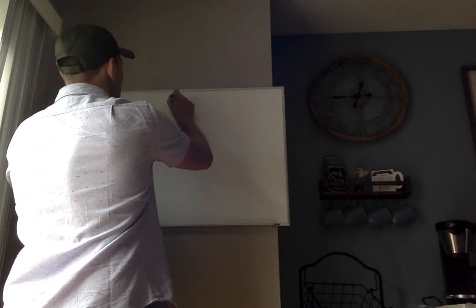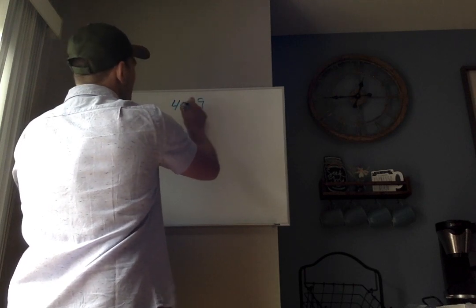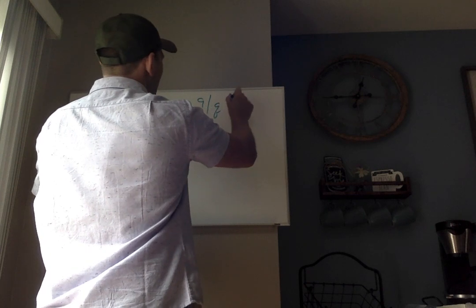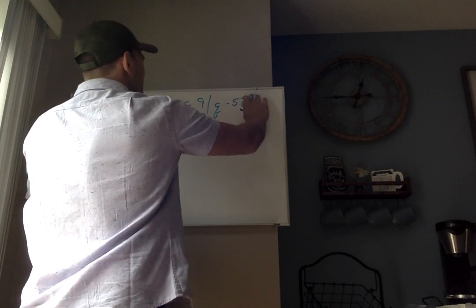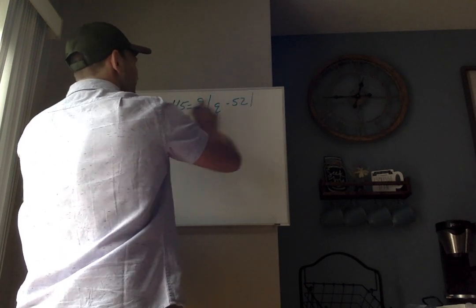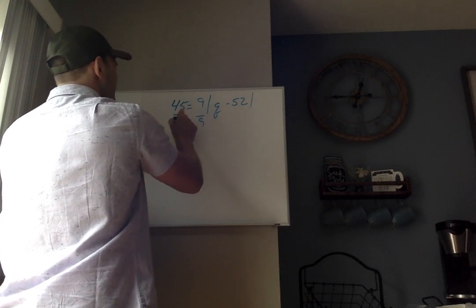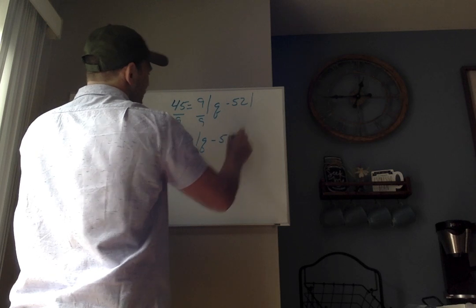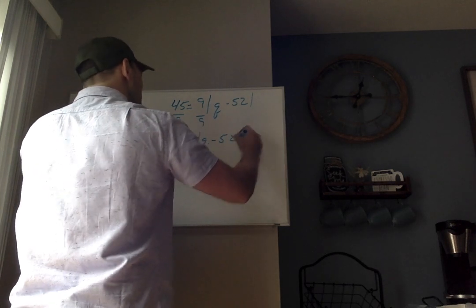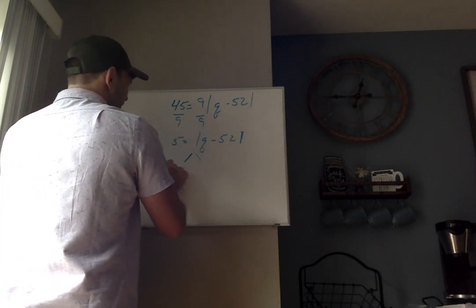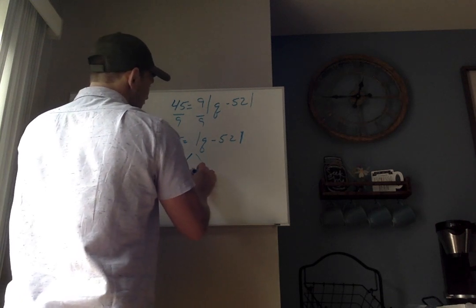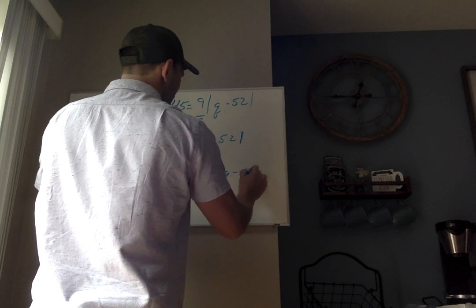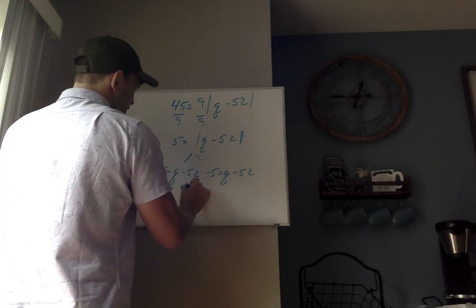So this one is 45 equals 9 times the absolute value of q minus 52. So I'm not going to break it up just yet. I have to divide both sides by 9. That's 5 equals the absolute value of q minus 52. So now I break it up and I have 5 equals q minus 52 and negative 5 equals q minus 52. So I'm going to go ahead and add 52 to both sides.